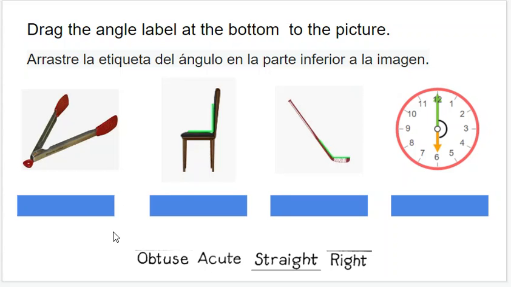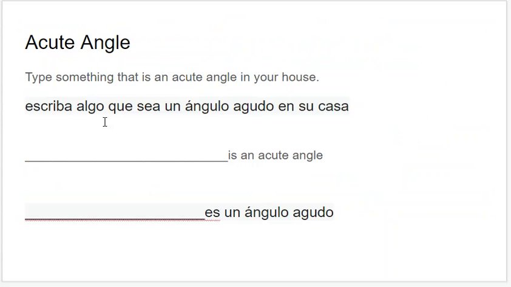So let's say that this first one is an acute little angle, which it is. You guys will already have one answer for you. I'm going to drag the acute into this blue box. Then you're going to drag these into all the other boxes at the bottom. You're going to have one more slide on your screen that looks like this. This asks you to pick one thing in your house that it's an acute angle and write it here.